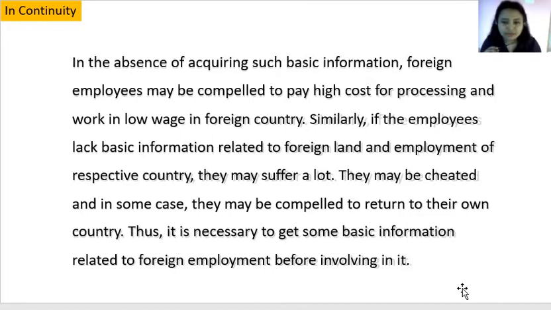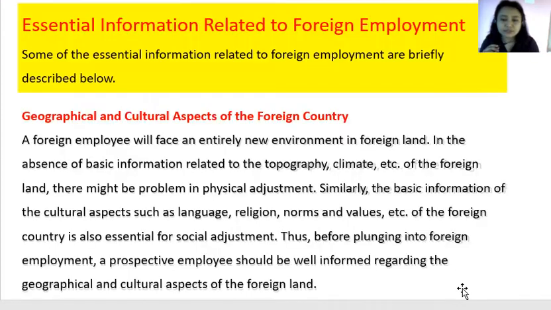So we should be very alert before applying for foreign employment, and this is the basic information and the risk involved. Some of the essential information related to foreign employment is about the geographical and the cultural aspects of the foreign country. That means whether that country has a topography similar to our country or not, whether that country has a climate structure similar to our country or not.